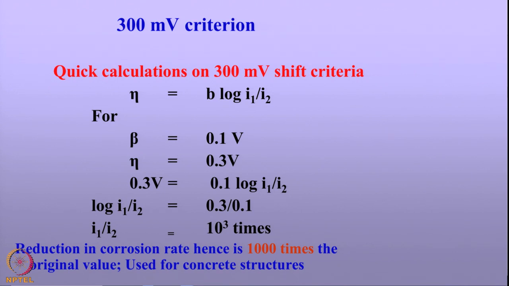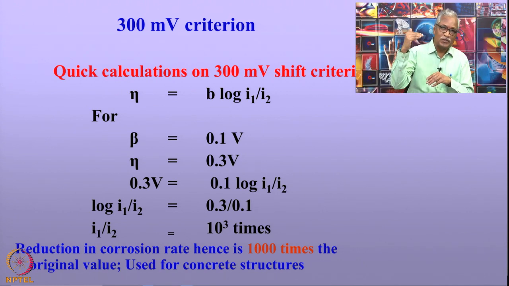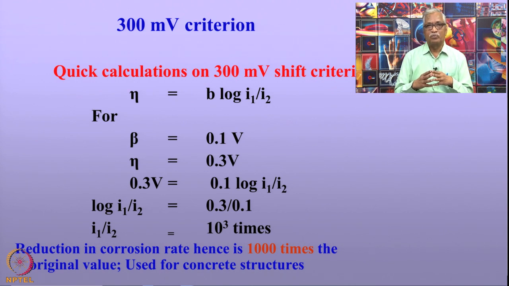There is yet another criterion, which is the 300 millivolt criterion, and this criterion is based on polarization. You move the natural potential by 300 millivolts towards the negative direction. So, you increase the current until the pipeline potential shifts 300 millivolts more negative from its corrosion potential, or the natural potential.